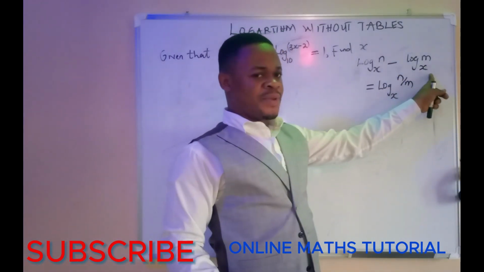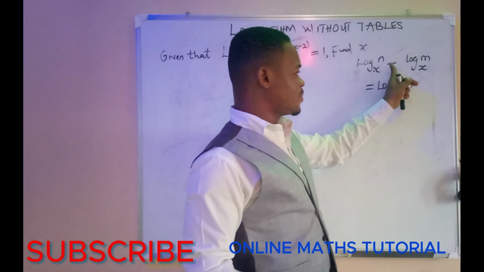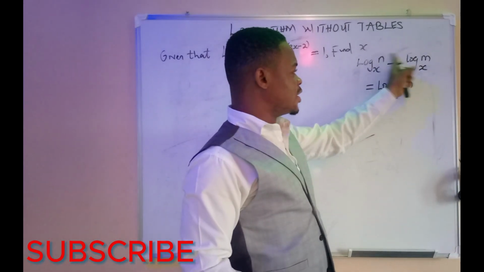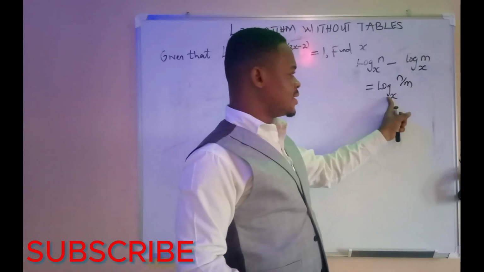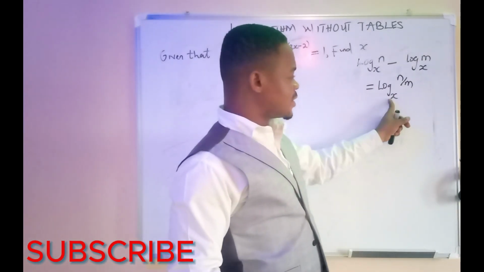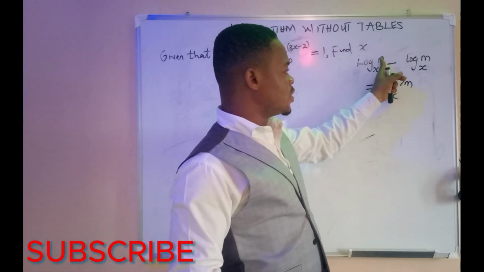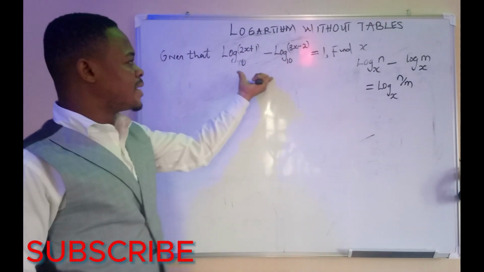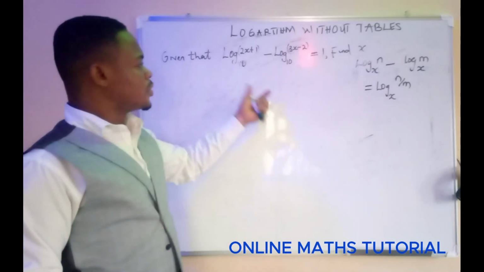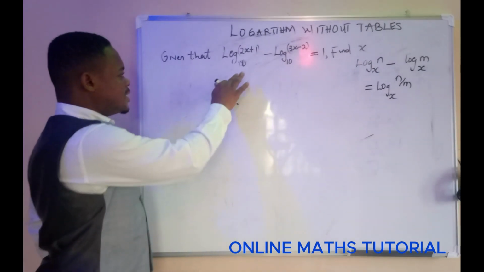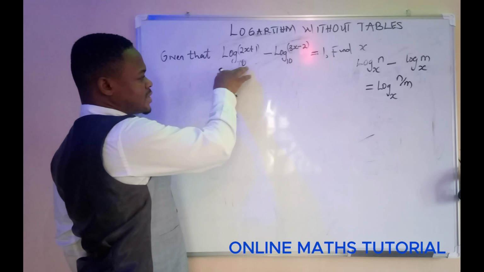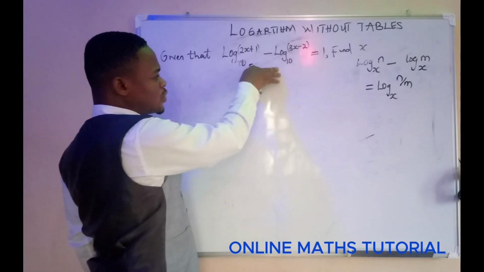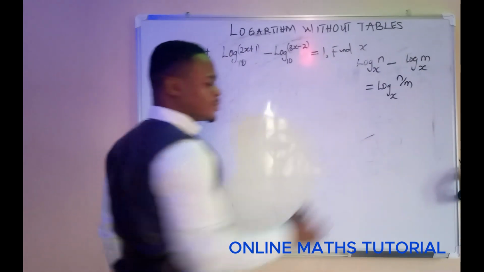Since they are of the same base and this is being subtracted from this, we will divide the numbers and take the same base. They are of the same base, so all we need to do is divide the numbers. So we are going to apply the same thing here in order to solve this problem. If you look at this, this logarithm is of base 10, while this is also of base 10. So all we need to do is apply this law.